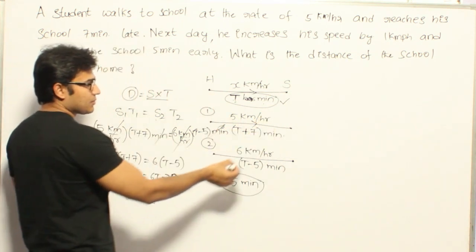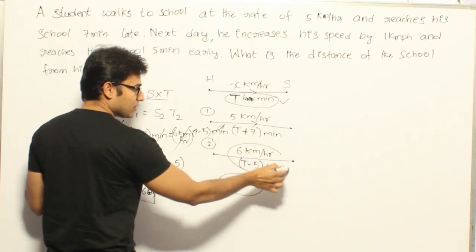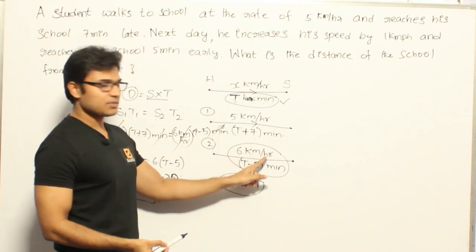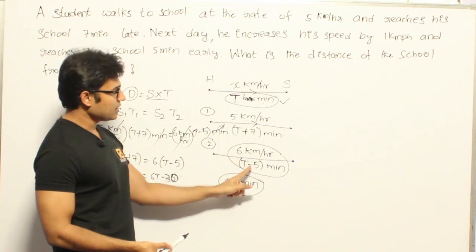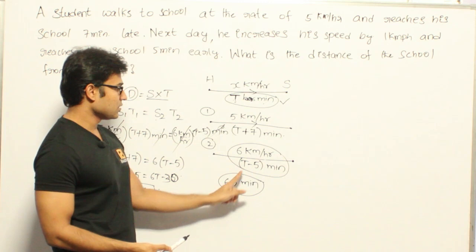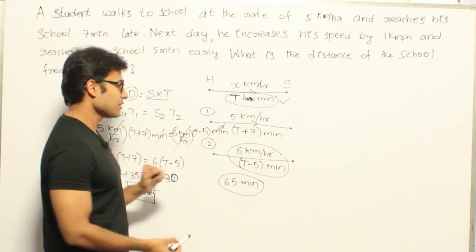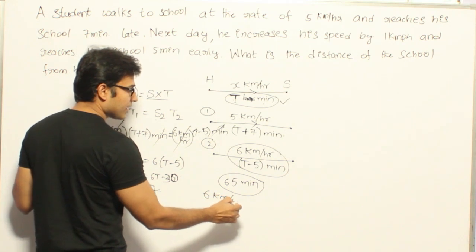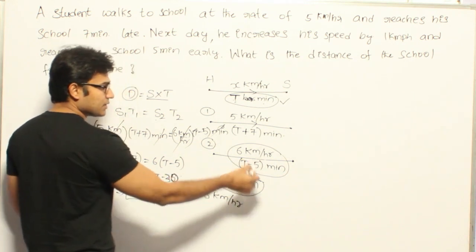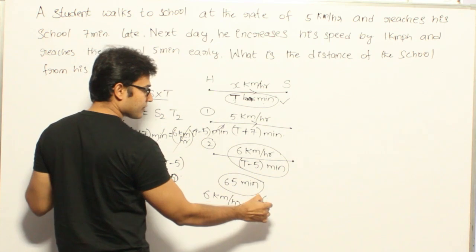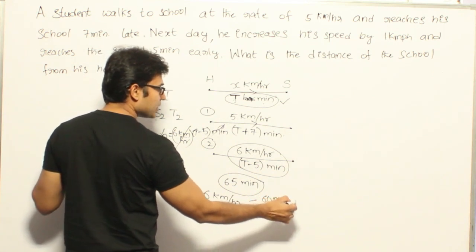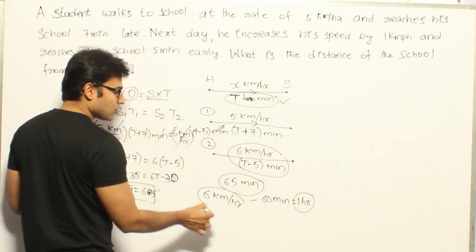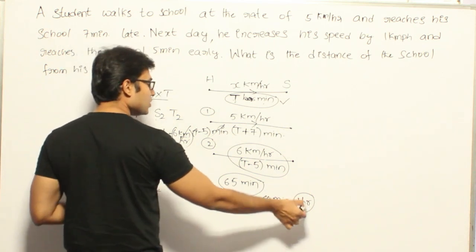Now you can use this case. You can see if he is traveling at 6 kilometers per hour, he is going to take T minus 5 minutes. So if you substitute T in this place, then you can understand that if he is traveling at 6 kilometers per hour, he is able to reach the school in 60 minutes, isn't it? 60 minutes, which is nothing but 1 hour, right? So if he is traveling at 6 kilometers per hour, he is able to reach the school in 1 hour.